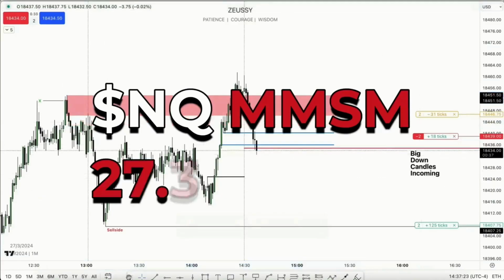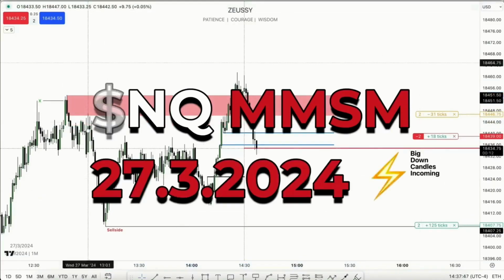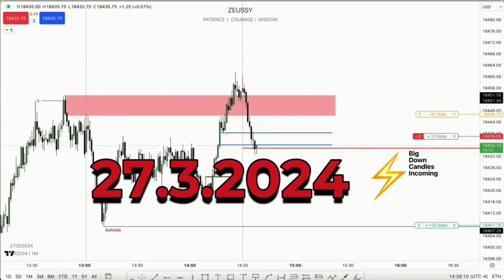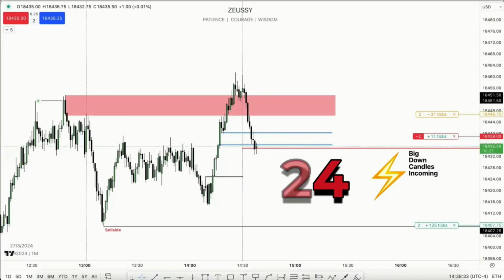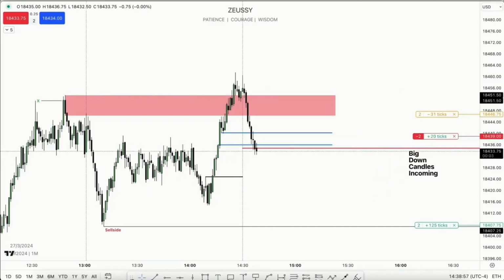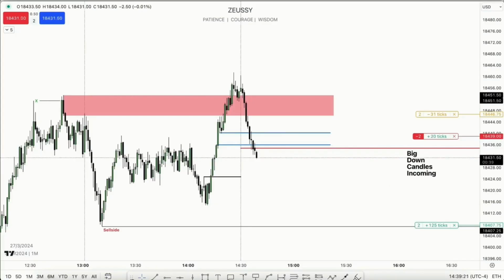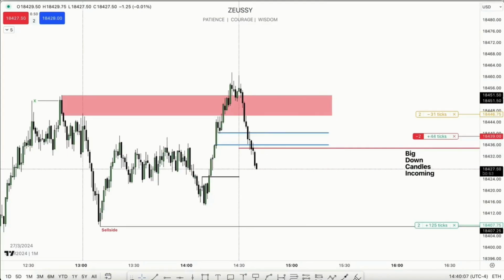We're going to take a look first of all at an execution that I took on the 27th of March 2024. As you can see, I went short on the Nasdaq inside of an inverse reverse gap. The entry is of course point A, as we know. I was anticipating big down close candles to come.